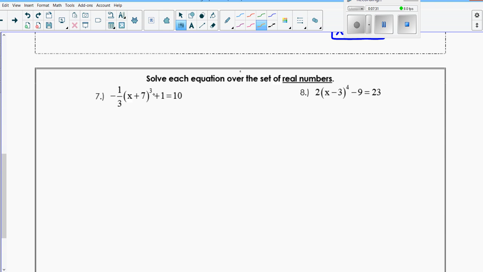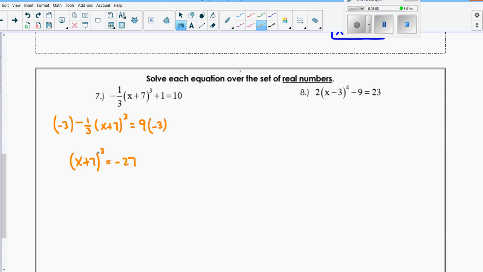Alright, so same idea. Notice I have a quantity that's now being cubed instead of squared, but same idea. I move the constant first, so if I subtract 1, I would get negative 1/3 x plus 7 cubed equals 9. I need to, again, get rid of the coefficient first, so I'm going to multiply by the reciprocal, which is negative 3. Multiply by negative 3. Okay, those cancel, leaving me with x plus 7 cubed equals negative 27.